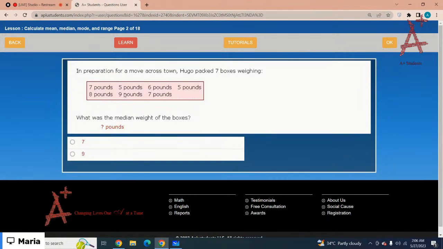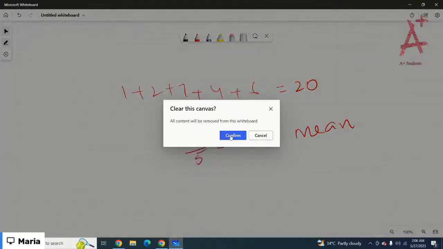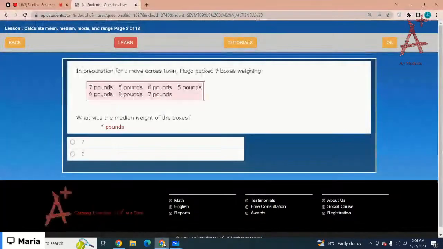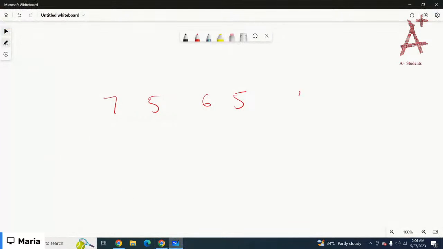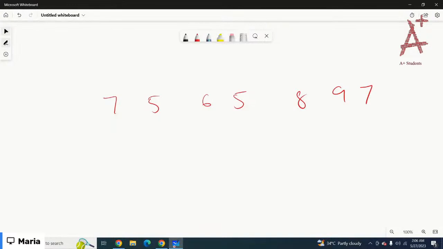So the numbers are 7, 5, 6, 5, 8, 9, 7. Let me just read the question again. You have to calculate the median of the numbers. So for the median, you have to arrange them from least to greatest.